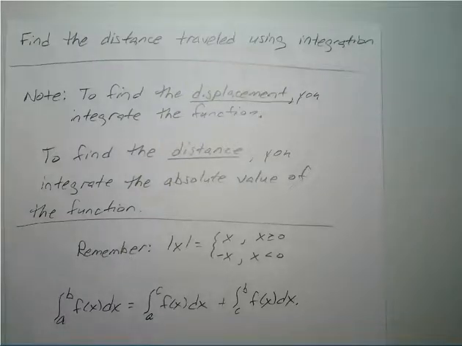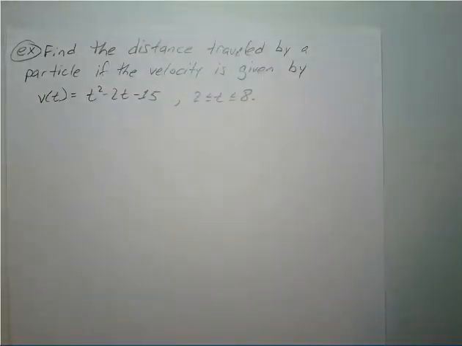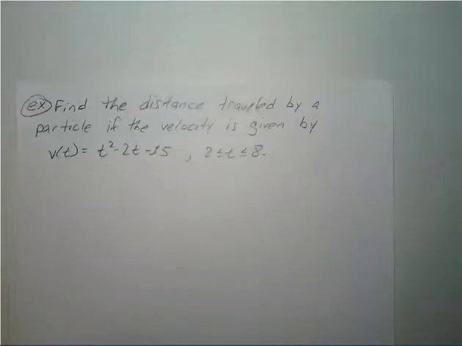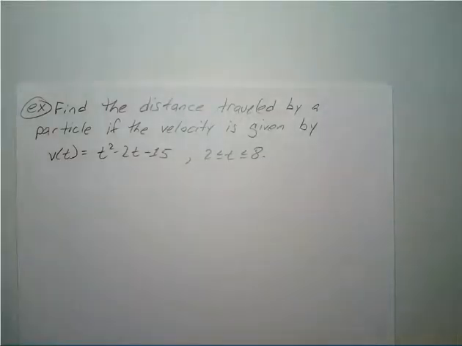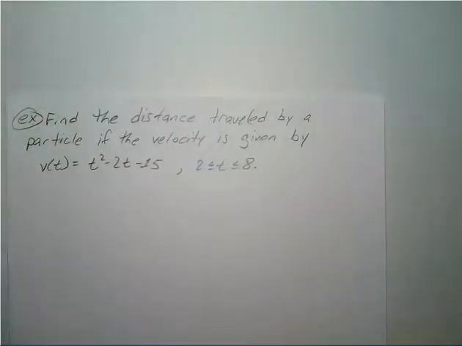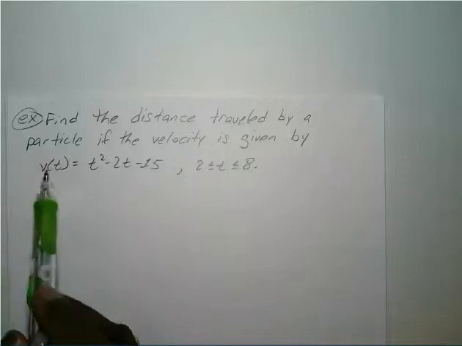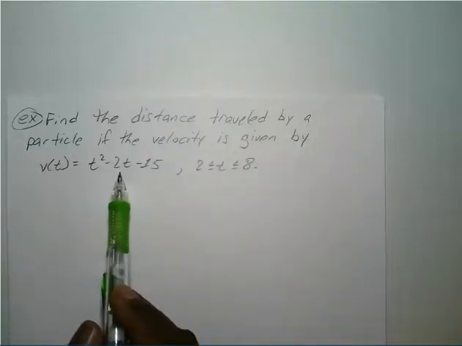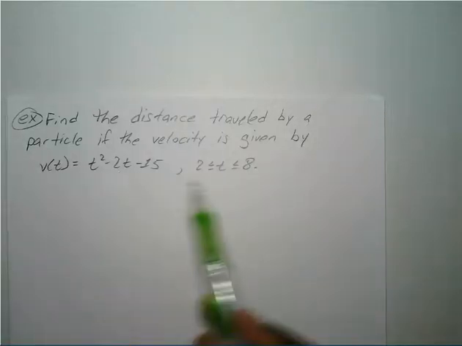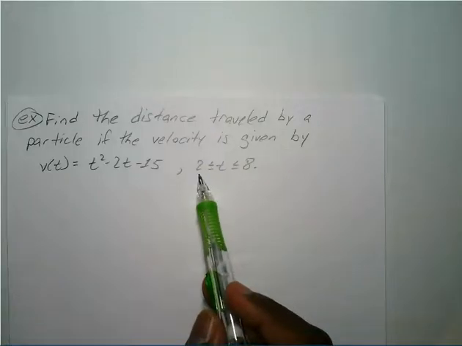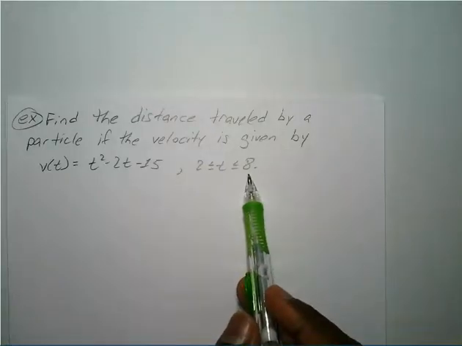If you are still writing this, feel free to press pause, but we're going to move on to our example. Let's say for our example, which I wrote out already, we want to find the distance traveled by a particle if the velocity is given by the velocity function t squared minus 2t minus 15 on the interval t equals 2 to t equals 8.